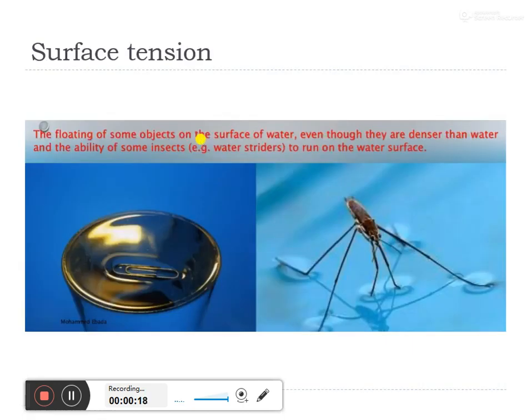In this figure, we can see a paperclip and an insect are able to float on the water, even though we know that they are denser than water. This phenomenon can be explained by a characteristic of liquid, which is termed surface tension. So let's discuss more about it in detail.